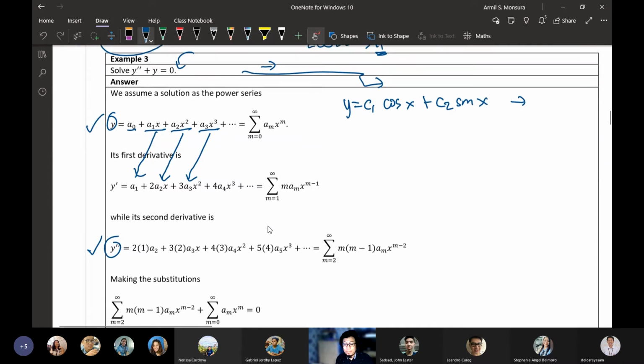Okay. Second derivative. Derivative nito, 0. Derivative of this is 2 times yung power ng x nyo, which is 1, multiplied to a2, tapos x raised to 0. So, ito na lang siya. Derivative of this is 3 times 2 yung power ng x, multiplied to a3 times x raised to 2 minus 1. So, magiging 1 na lang to.